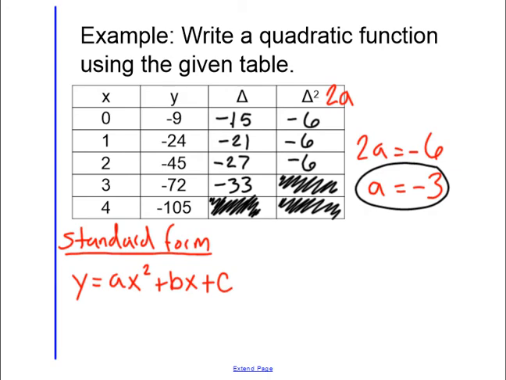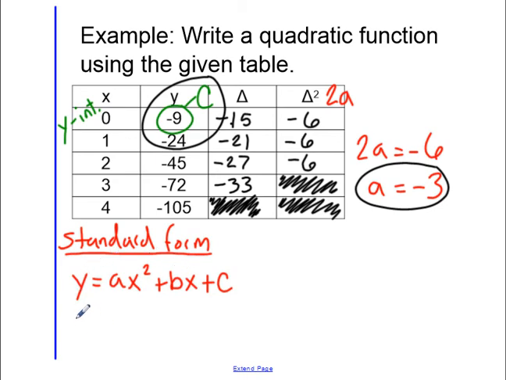The other thing we need to notice is in the table, we actually have a y-intercept. Y-intercepts happen when you plug a 0 in for x. So when I plug a 0 in for x, I get negative 9. So negative 9 is my y-intercept. And as we found in the very first example of this lesson, the y-intercept is actually the c. So now I have both an a and a c to plug into our standard form.